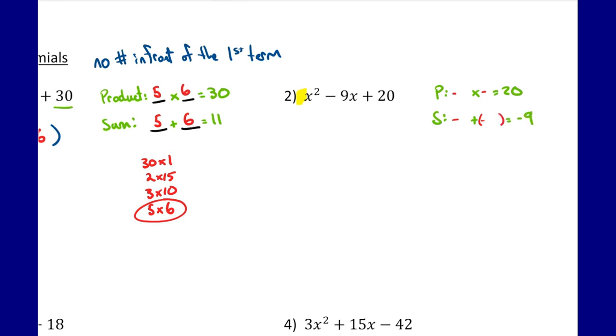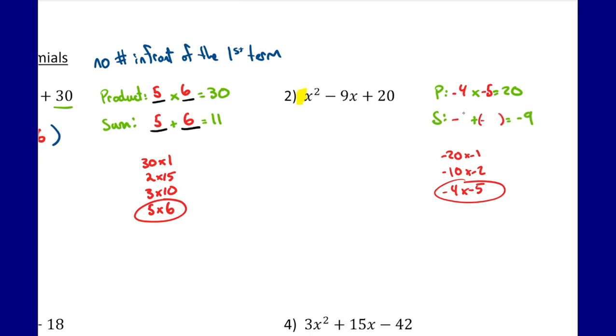That's the only scenario that will really work. So let's go through. So -20 times -1, nope. -10 times -2, nope. That doesn't work. 3 doesn't work. -4 times -5, ooh, that does work. Right? Because -4 times -5 is 20.